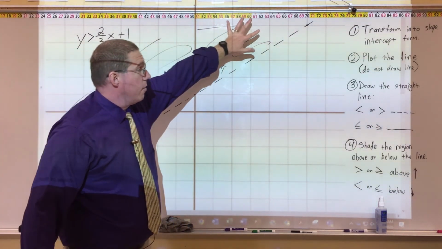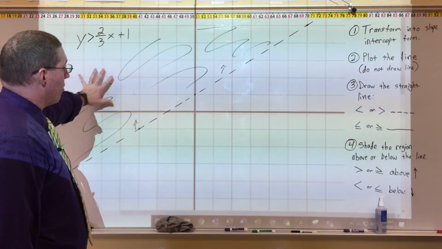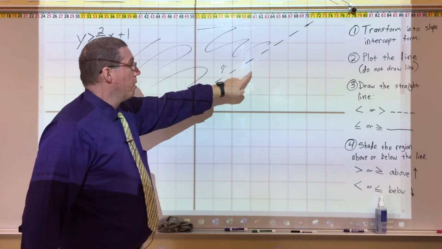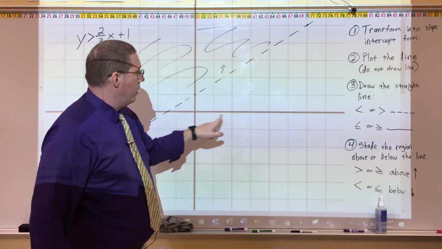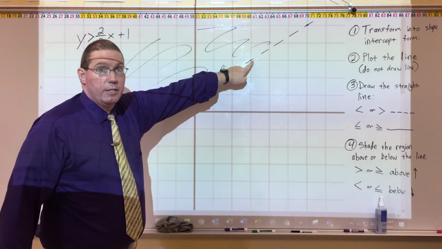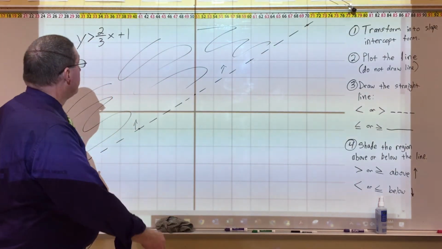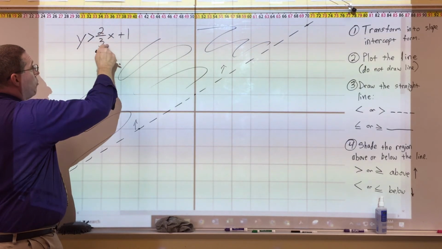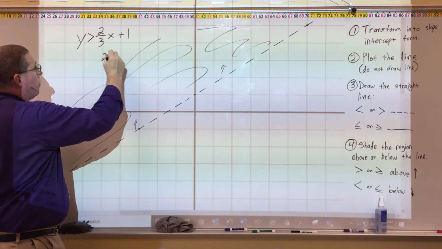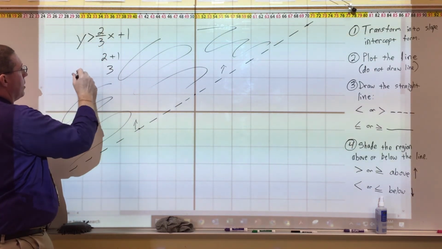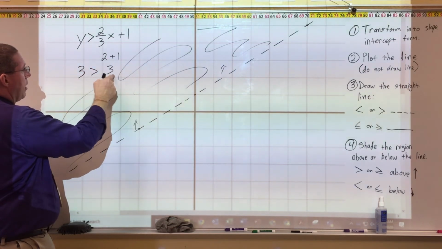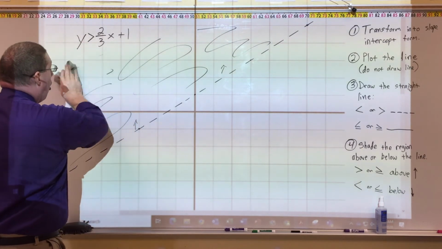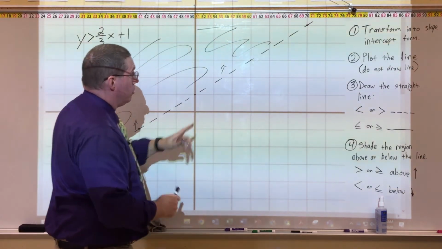And we can clearly see that all of the coordinates that are above this line, but not including the line. If I were to plug in these numbers here, this is the point 3 and 2. If I plug in 3 and 2, it will not solve. So if I put a 3 here and a 2 here, 3 times 2/3 is 2, plus 1 is 3. If I put a 3 here, I get 3 is greater than 3. Well, 3 is not greater than 3, and therefore, on the line is not a solution.